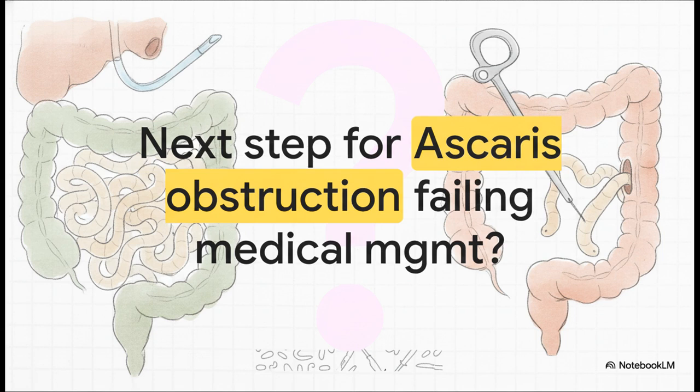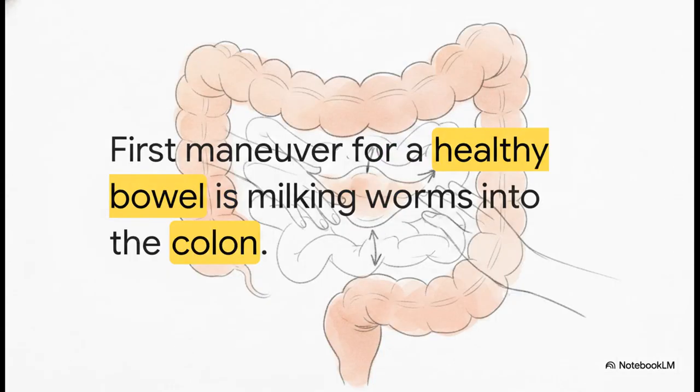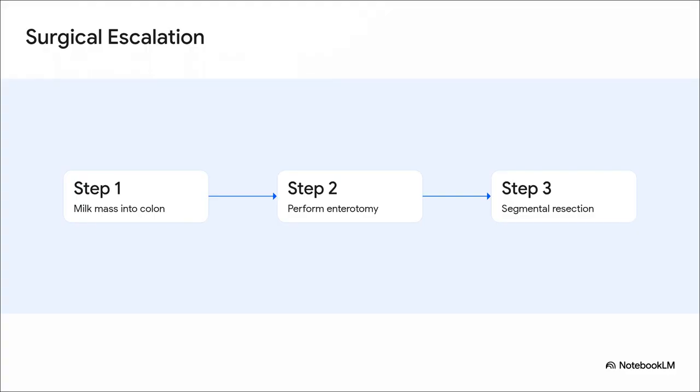A. Milking of worms down the ileocecal valve. B. Enterotomy and removal of worms. C. Closure of the abdomen and anti-roundworm medication. D. Normal saline enema. E. Resection and anastomosis. The answer is A. Milking of worms down the ileocecal valve. Why? Because when an impacted bolus of Ascaris worms causes an obstruction, but the underlying bowel wall itself is still healthy, your first-line intraoperative maneuver should always be to just gently milk that worm mass across the ileocecal valve and into the large intestine. Here are your surgical step escalation pearls for ascariasis.